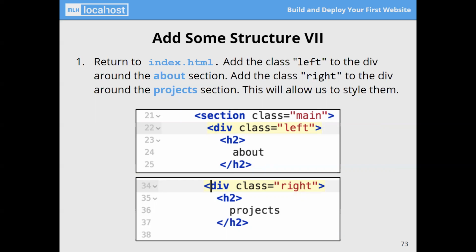So according to the slides, we're on line 22. In that div, it'll be class equals left, and that's for the about section. And then on line 34, class equals right, and that'll be for the project section. So I'll give a couple seconds to do that before we move on.